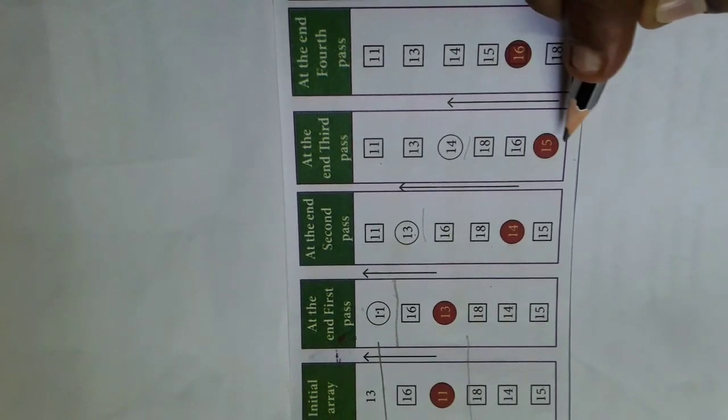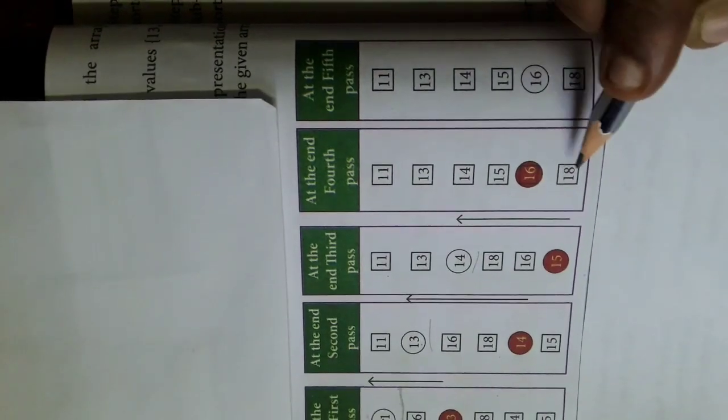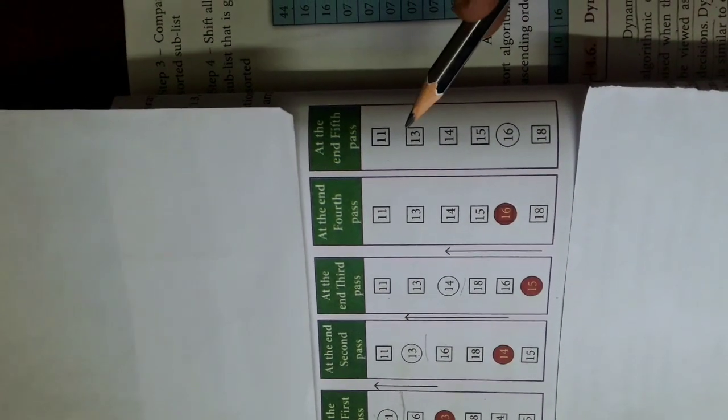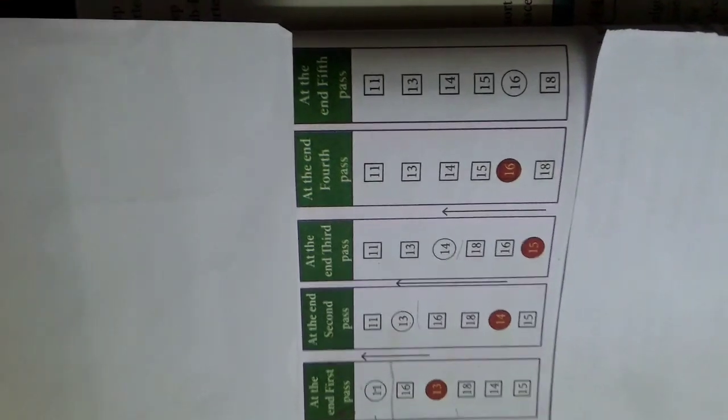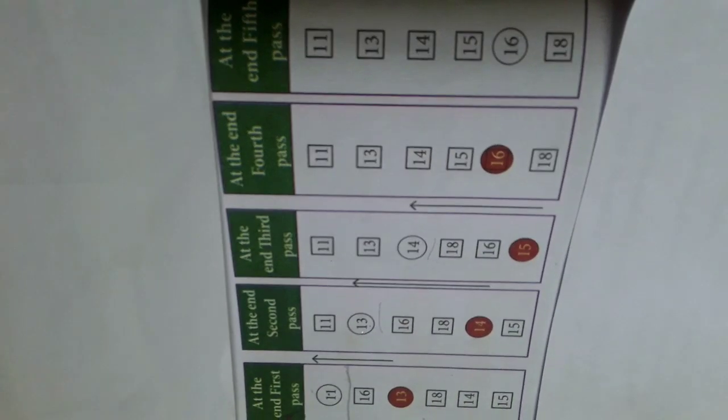Now we have the remaining 3 elements. Among these 3 elements, 15 is smaller. 15 will be taken to the fourth position. Now we have 2 elements, 16 and 18. They are already in proper order. So your sorting is completed. Now your sorted elements are 11, 13, 14, 15, 16 and 18. So selection sort is searching for the smallest element and putting it in order. This is called selection sort.